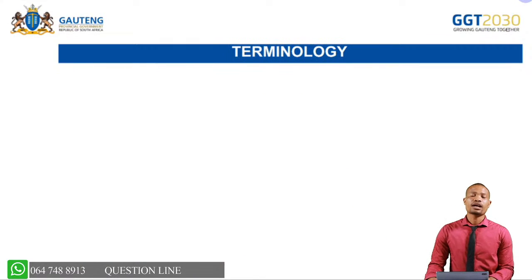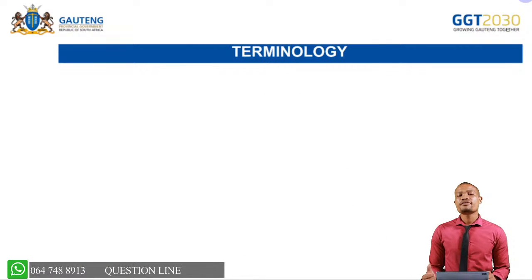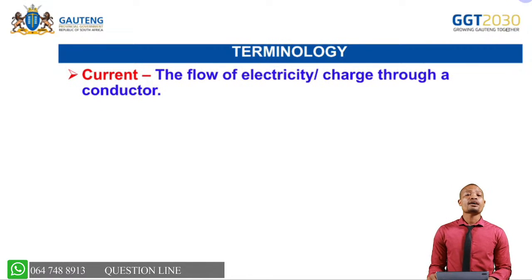Let's move on. Now let's define a couple of terms that we are going to encounter in the lesson so that we don't need to consult Google or the dictionary to find meaning, okay? The first term is current. What is current? Current can be defined as the flow of electricity or charge through a conductor. Right. Current is generated by the flow of what? Of electrons in a conductor, right?